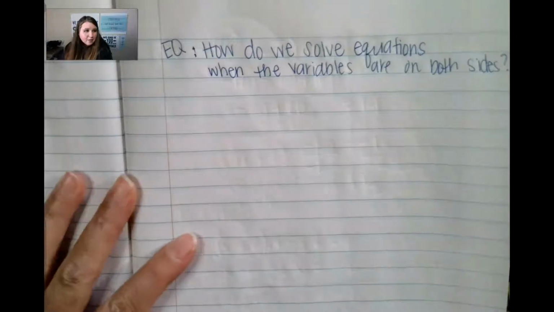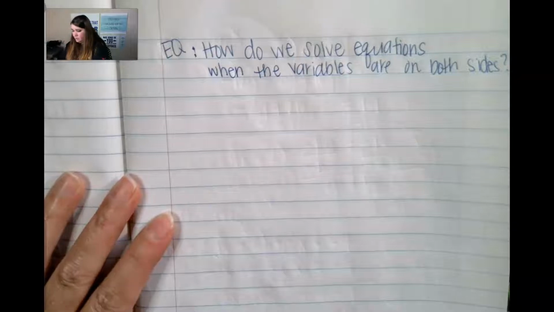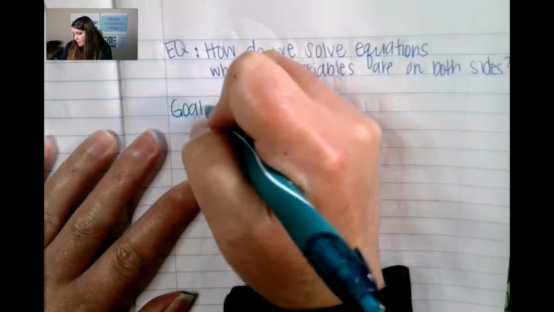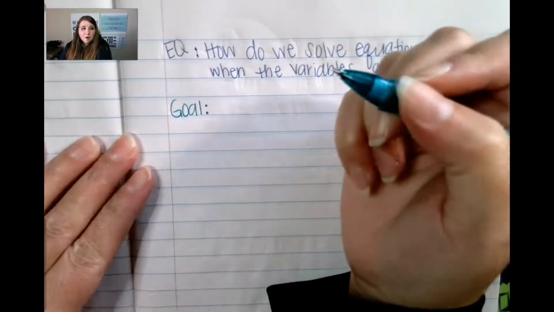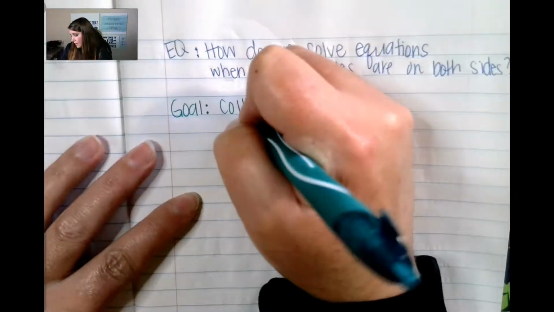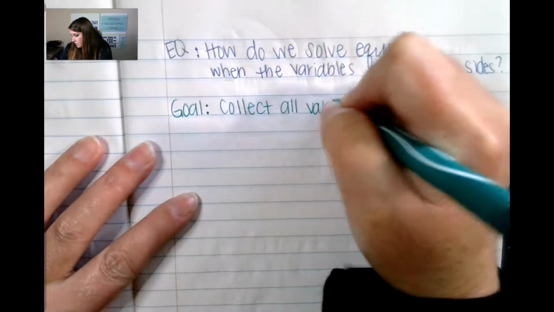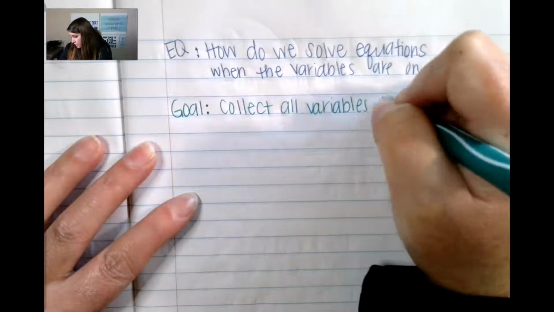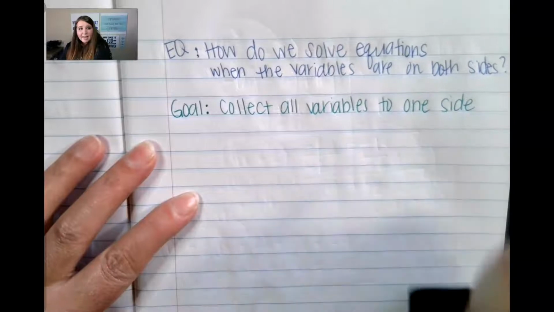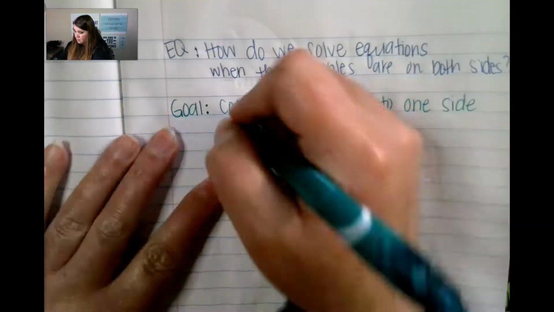That's craziness. Okay, so our overall goal, so that we can isolate and solve the variable, is to collect all variables to one side. Okay, and then we want the constants on the other.